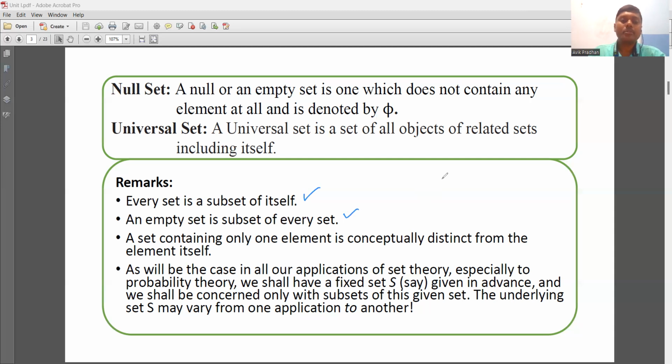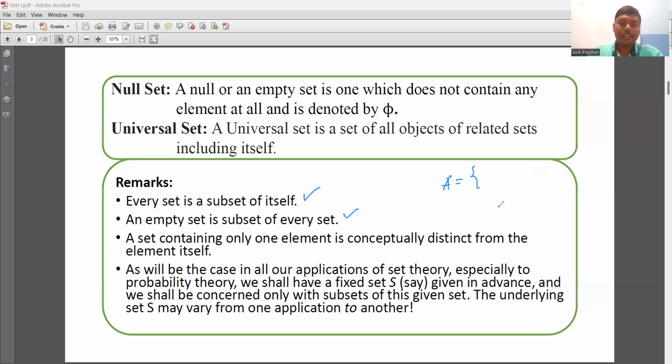So if I think about any set A, suppose I have elements 1, 2, 3, then the null set, which does not contain any element, is always a subset of A. Okay, so that is the second remark I have made.